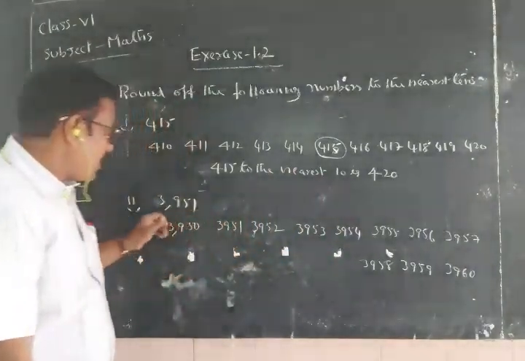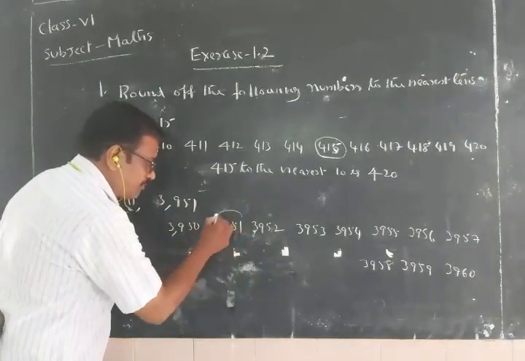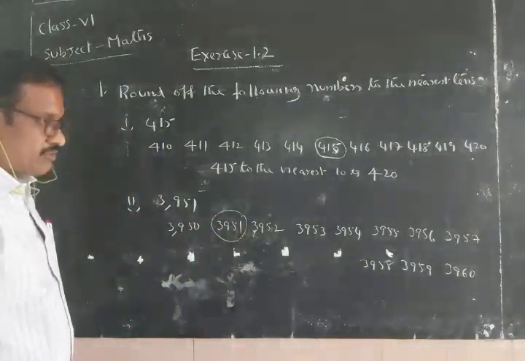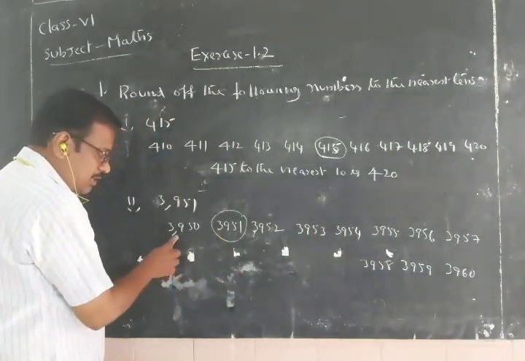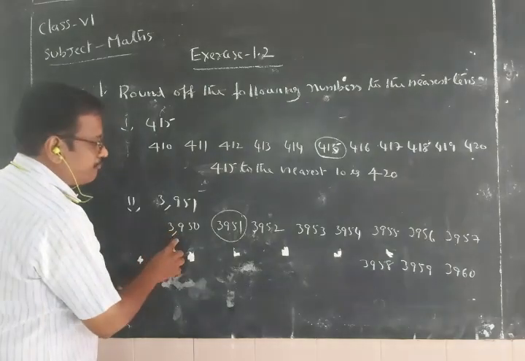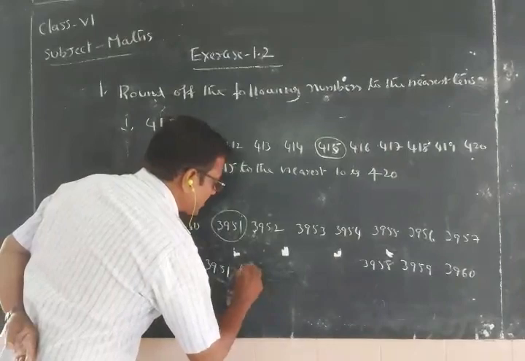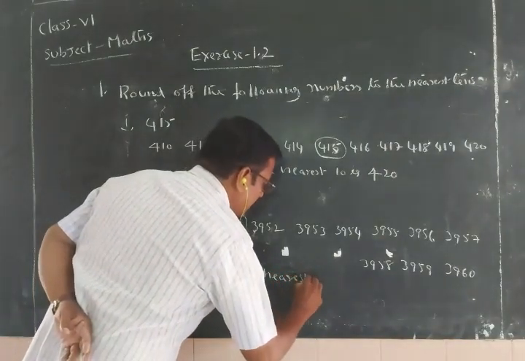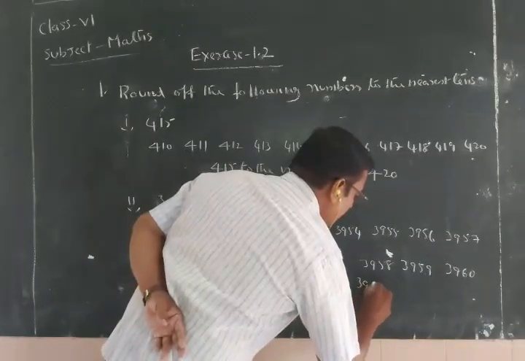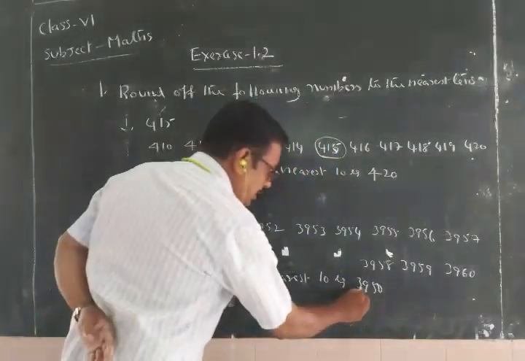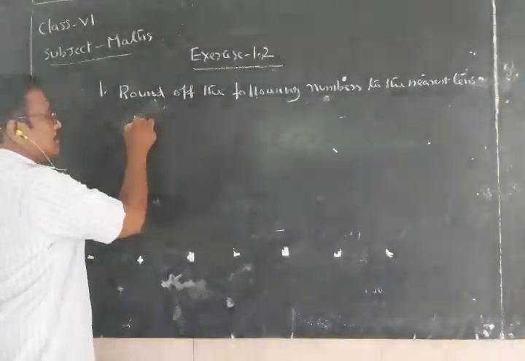So what is the number given? 3951. So where is the 3951? This is 3950, one less than 5. So what is the nearest number? 3950. So 3951 to the nearest 10 is 3950.